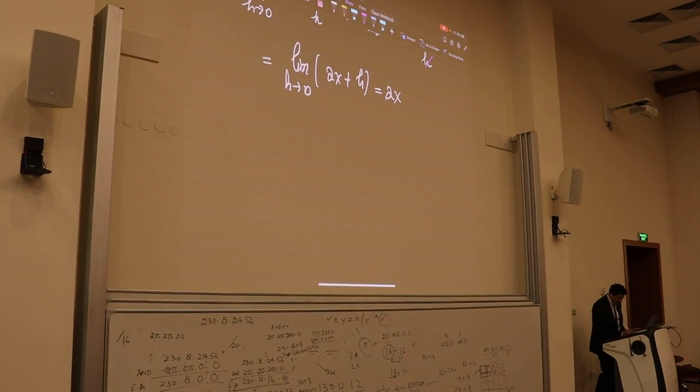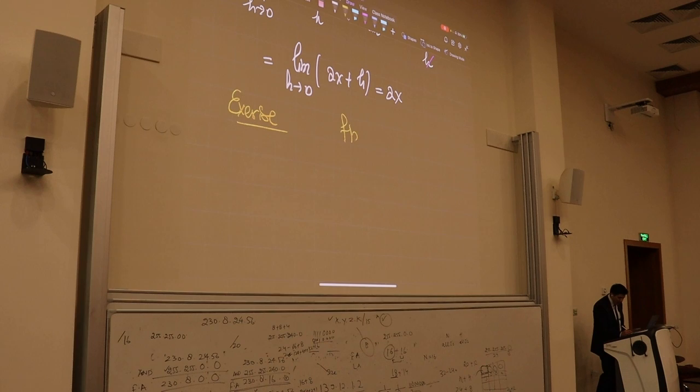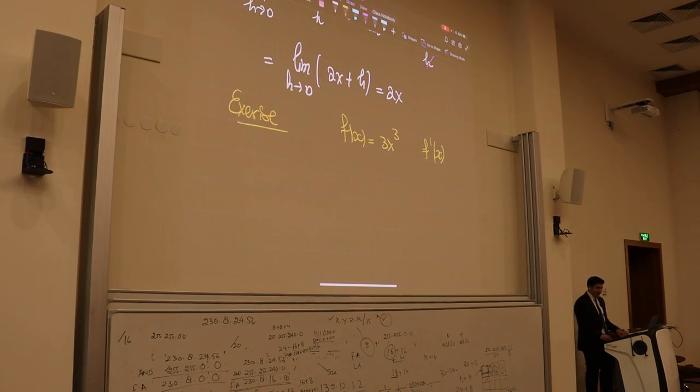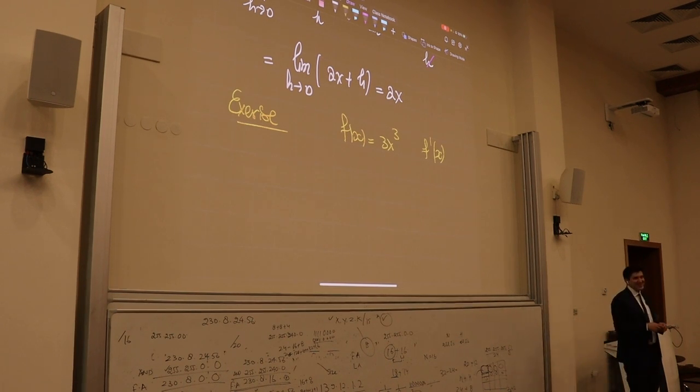Try to do this one. If f of x is equal to 3x cubed, what is its derivative? Can you try to prove this? Yes. I'm not asking you, can you do this? I'm asking you to do this.